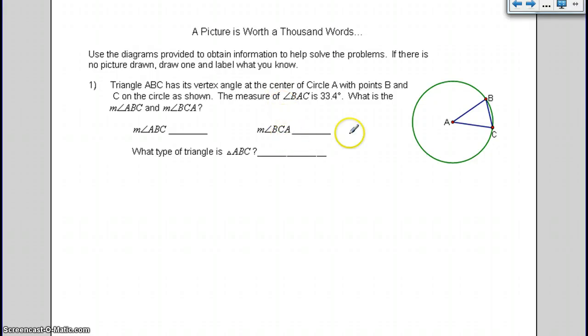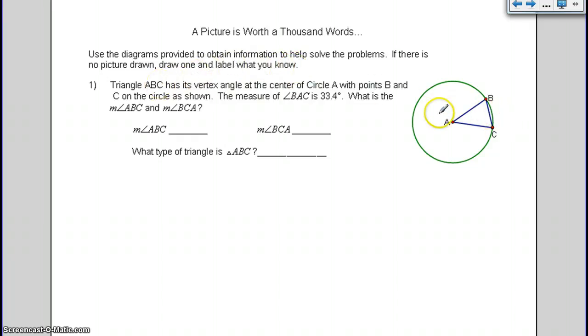We're going to do some extra practice problems. This is called A Picture is Worth 1,000 Words. It says use the diagrams provided to obtain information to help solve the problems. If there's no picture, draw one and label what you know.